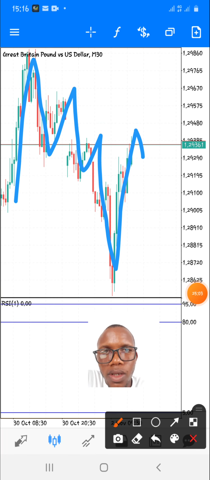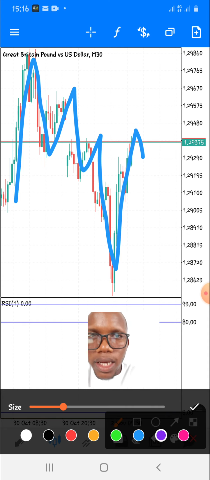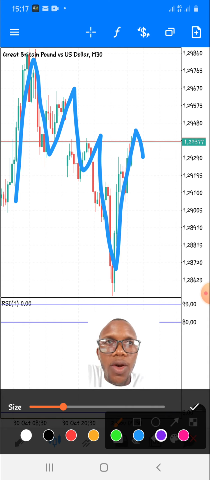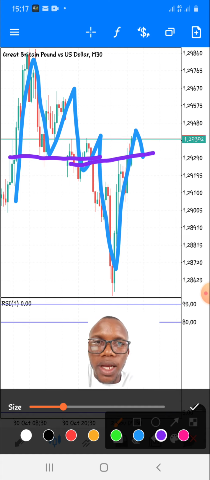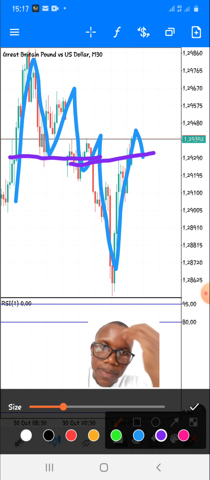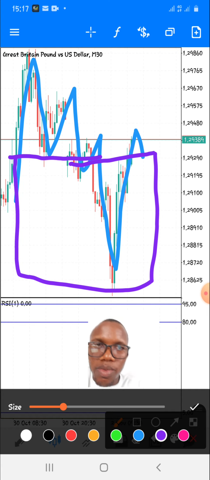So you see, you mark the higher low area, meaning you mark where the price is higher than the lowest in the area. In this case, this is the direction. The price is higher here than the lower. You see, you mark here, and also you mark here. That's where the price is heading.